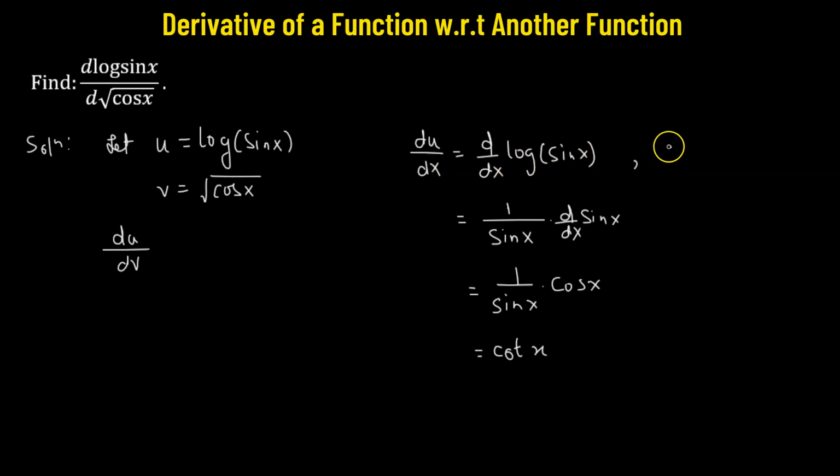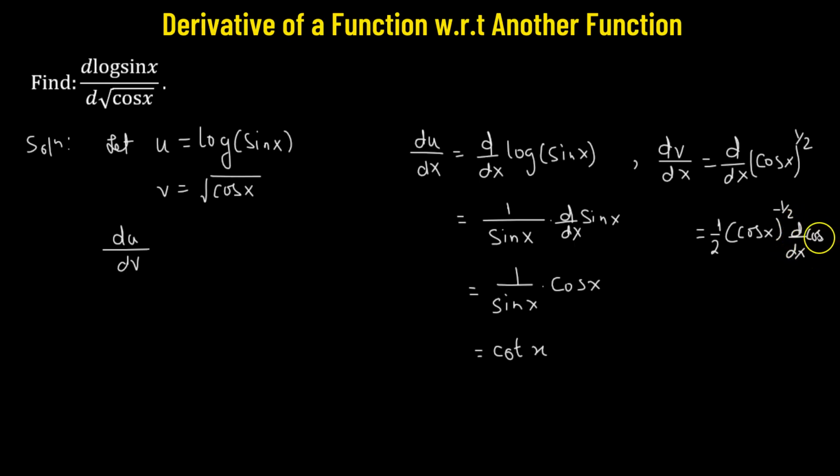Next we consider v. So we'll take the derivative of function v with respect to x. That means we need to take the derivative with respect to x of square root of cosine of x, which is also expressed as cosine of x raised to the power of half. Here we'll apply the power rule followed by the chain rule. So we have half multiplied by cosine of x whole raised to the power of half minus 1, so that's negative half, multiplied by the derivative with respect to x of cosine of x. So here we have applied the chain rule.